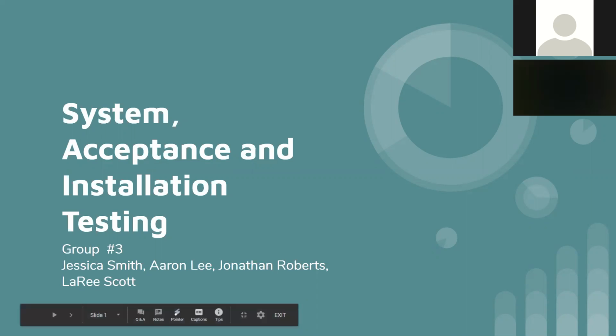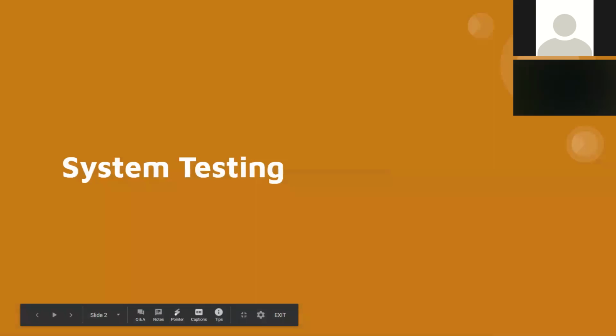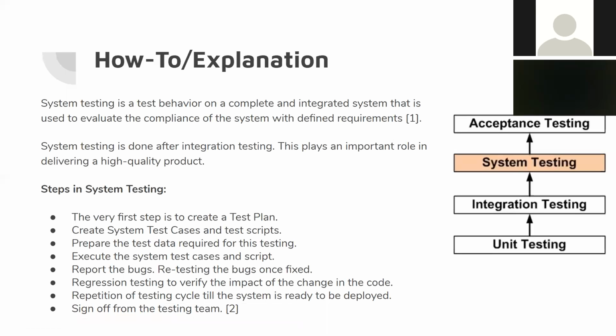Acceptance and Installation Testing. We're going to first talk system testing. System testing is used to test the software as a whole. It comes after integration testing, and in order to perform the system testing, you will need the following things: a test plan, test cases, test data. Then after those things, you'll execute the test cases and scripts.